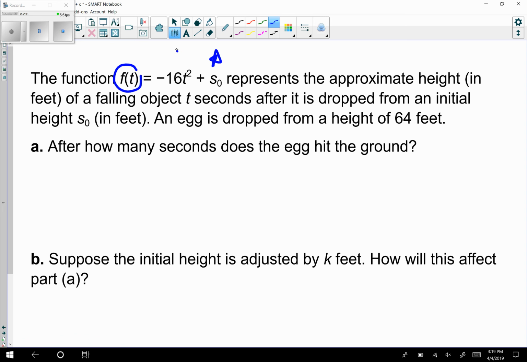One thing that you guys will start recognizing a lot is that if you're looking at a falling object, it's always, just because of the way gravity works, it's always going to be a -16. And then t squared. So just kind of something to get yourself familiar with and remember throughout the rest of your mathematical career and even physics when you get to it. So it represents the approximate height of a falling object t seconds after it's dropped from an initial height of s sub 0. Okay, so that s sub 0 is just the initial height.